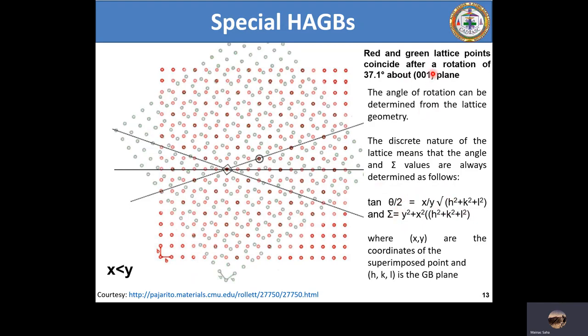And then secondly, if one knows the sigma value, then it is also possible to compute these HKL values, provided that the theta value is known. So based on this, we can find out the values of the different sigma boundaries. Now, the other take-home message that I want to provide is that the sigma value is always odd.